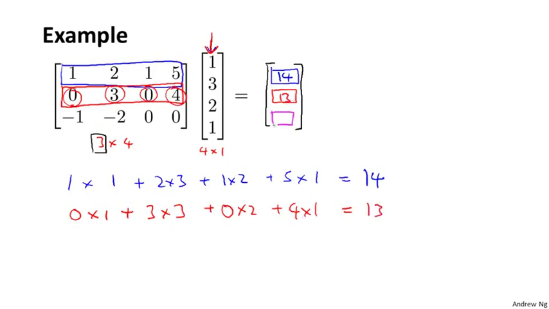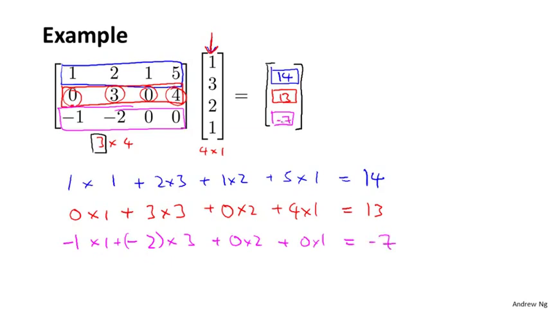And finally, for the last element, I'm going to take this last row. So I have minus 1 times 1, minus 2, or really this is plus negative 2, I guess, times 3 plus 0 times 2 plus 0 times 1. And so that's going to be minus 1 minus 6, which is going to be negative 7. Okay, so my final answer is this vector, just to write it out without the colors: 14, 13, negative 7. And as promised, the result here is a 3 by 1 matrix. So that's how you multiply a matrix and a vector.